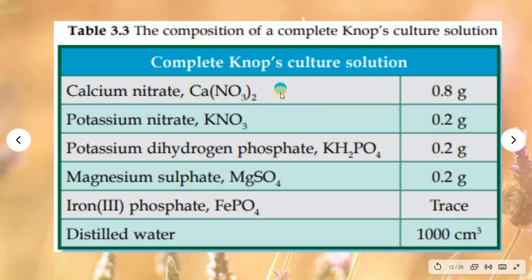There is calcium nitrate, potassium nitrate, potassium dihydrogen phosphate, magnesium sulfate, iron phosphate, and distilled water. You don't have to remember all these. The composition of Knop solution you don't have to remember, but you have to know what Knop solution is and what it is used for.